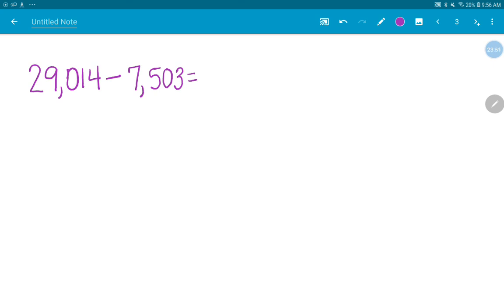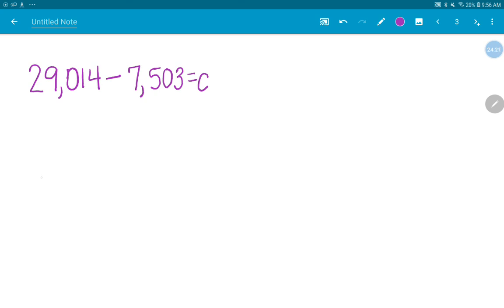This time, what variable do you want us to use, Brayley? Which variable do you want to use? It can be any one, just pick. It doesn't matter. C. All right. We're going to use C, and lowercase or uppercase C don't really look like a number, so we can use either one. 29,014 minus 7,503.